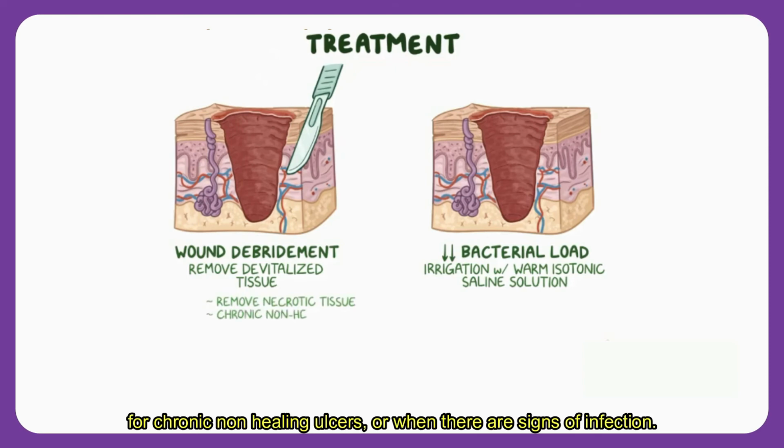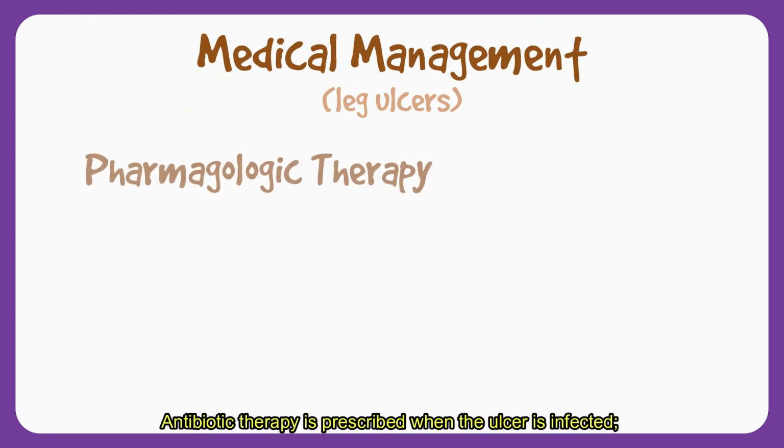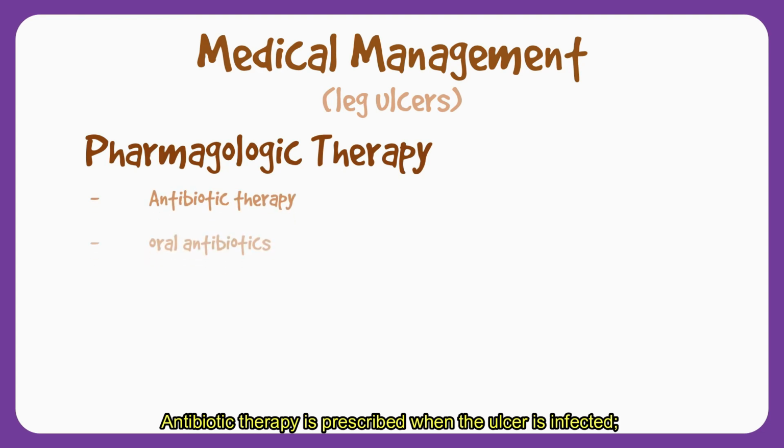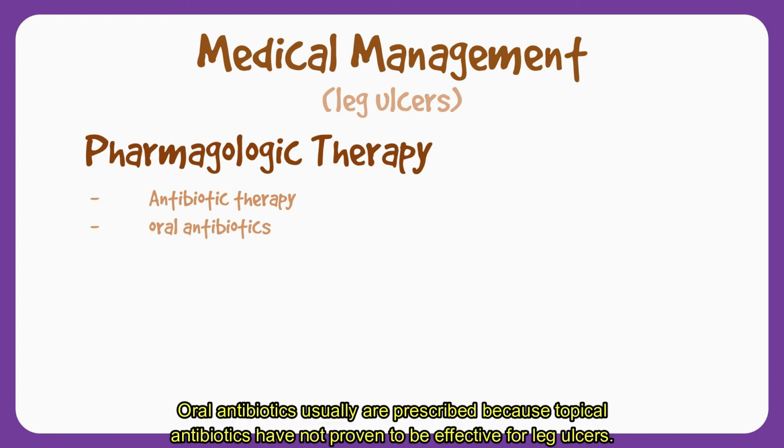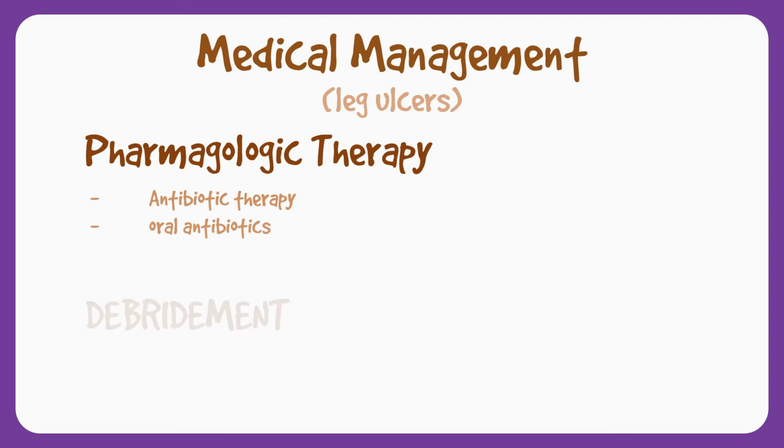For chronic non-healing ulcers, or when there are signs of infection, antibiotic therapy is prescribed when the ulcer is infected. The specific antibiotic is selected on the basis of culture and sensitivity test results. Oral antibiotics usually are prescribed because topical antibiotics have not proven to be effective for leg ulcers.